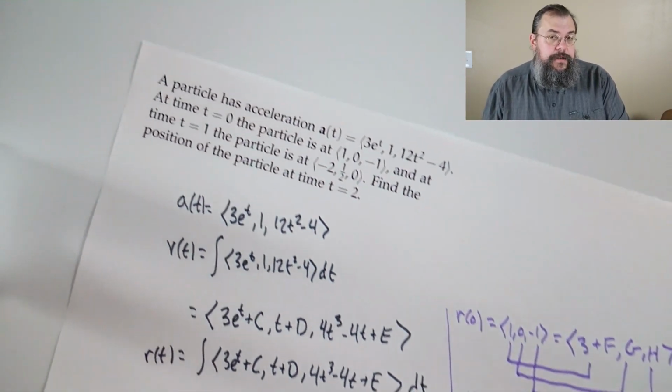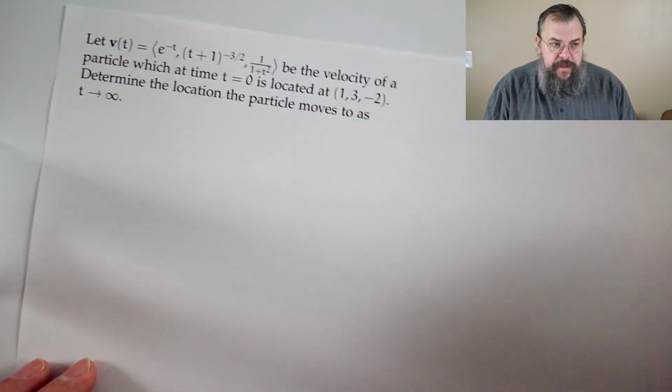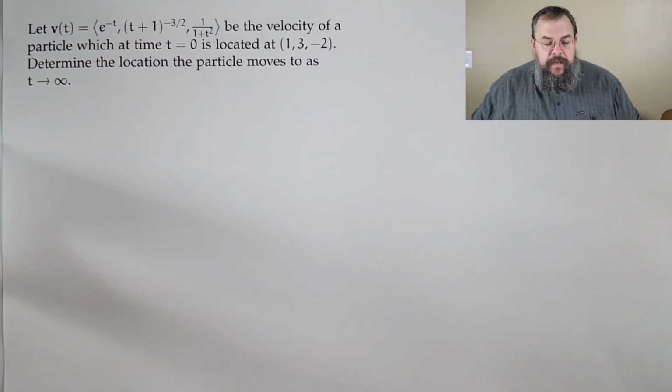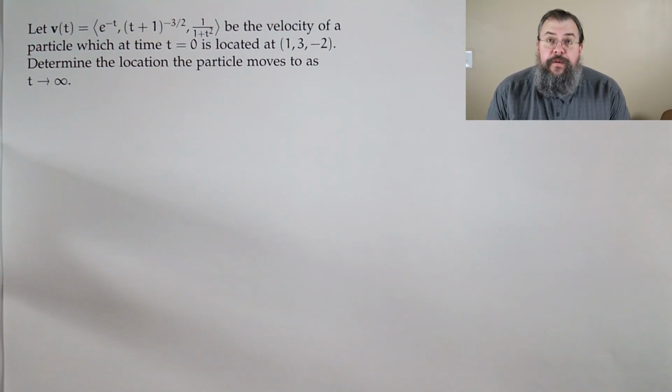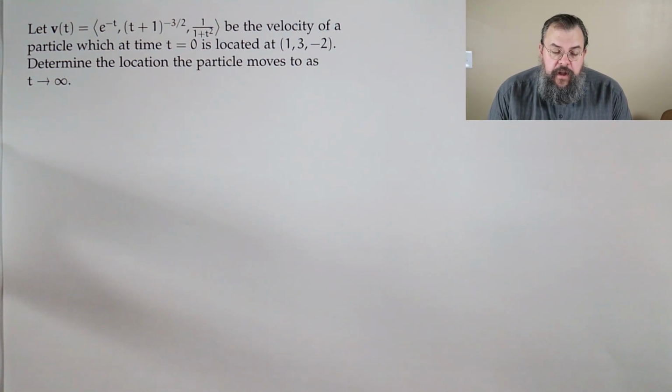All right, well, I think we can do one more. So, last problem. Here we go. Let v of t be e to the minus t, t plus 1 to the minus 3 halves, and 1 over 1 plus t squared be the velocity of the particle, which at time t equals 0 is located at the point 1, 3, negative 2. Determine the location the particle moves to as time goes to infinity.